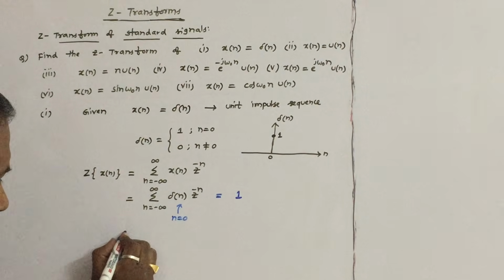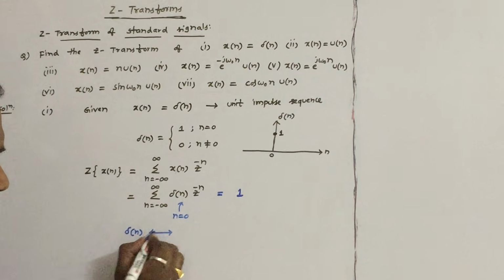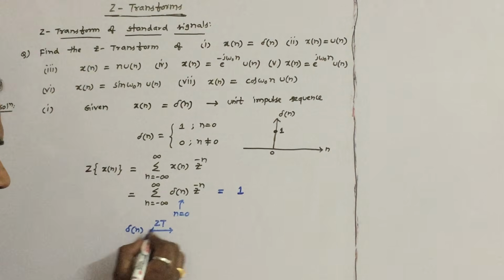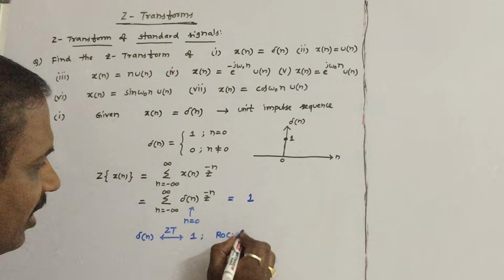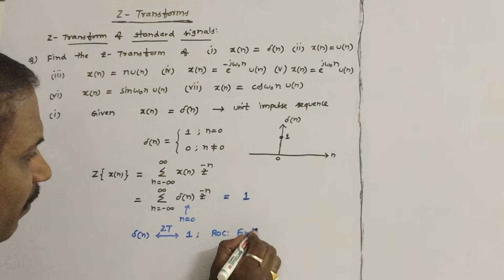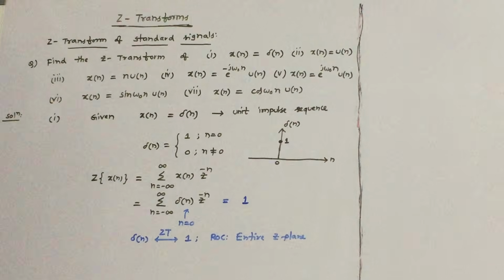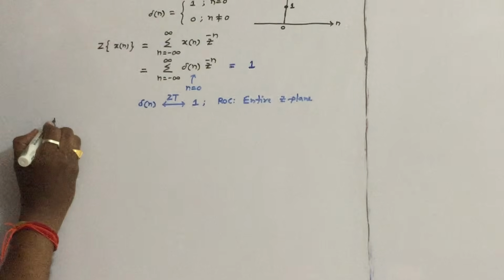So this is a very basic signal. The Z transform of del of n, the Z transform of unit impulse signal or unit impulse sequence, is 1. So the ROC we have to clearly mention: entire Z plane. So it's the first standard signal. Let us see the next standard signal.